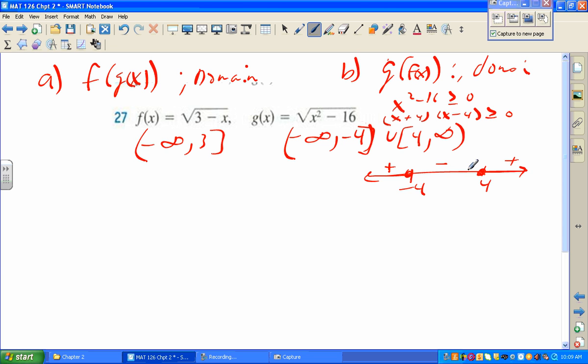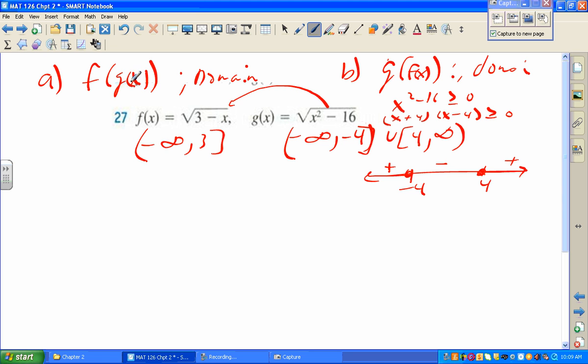Yeah? So you always want to do the domain before you substitute it in. Because when you substitute it in, you're going to add to the domain, so you have an idea you're dealing with restrictions right away. But it won't change. Yeah, it might change.